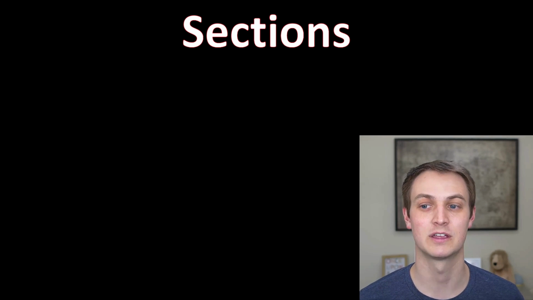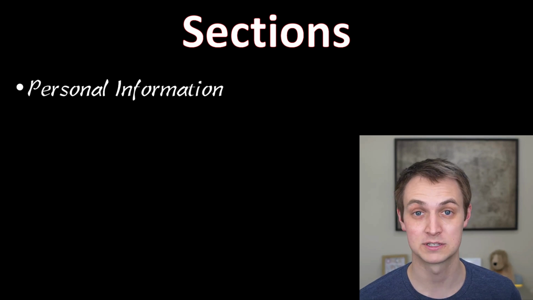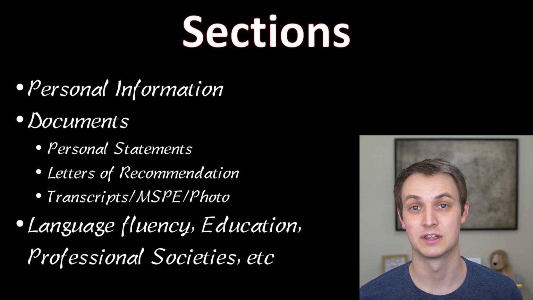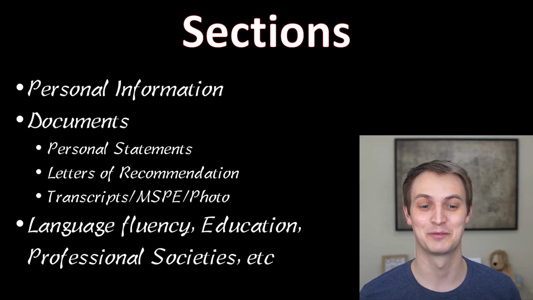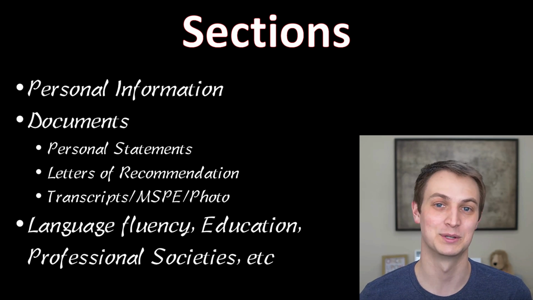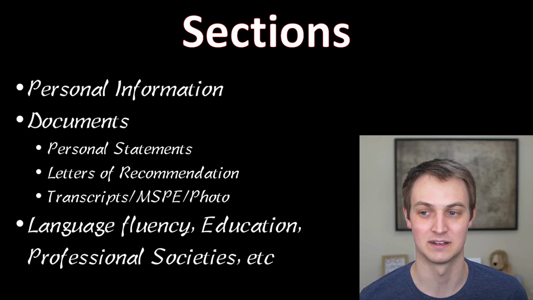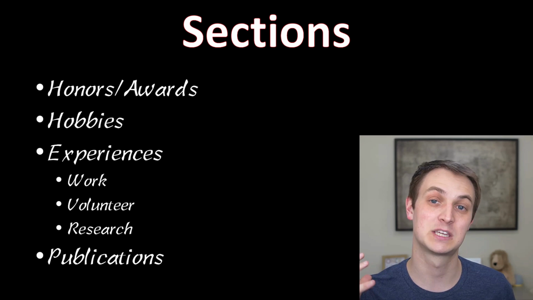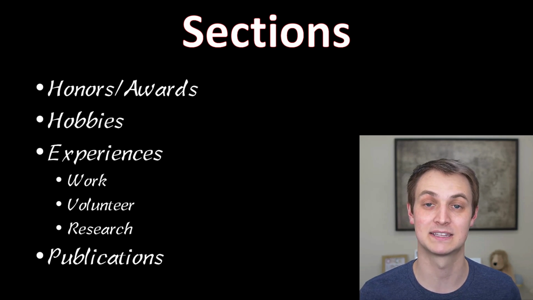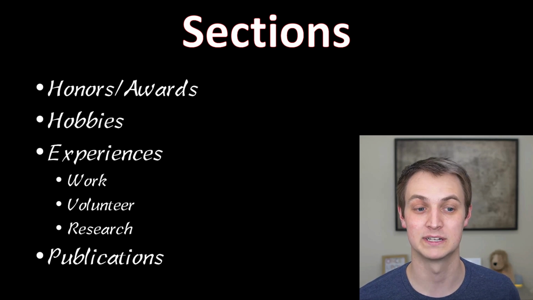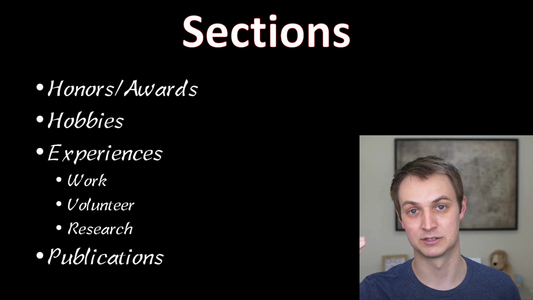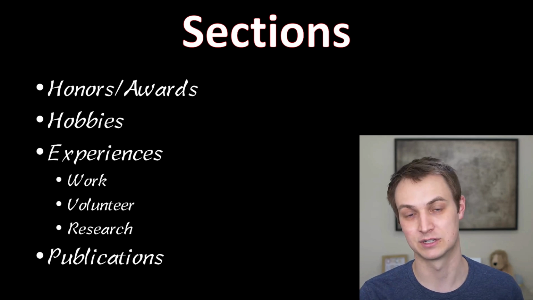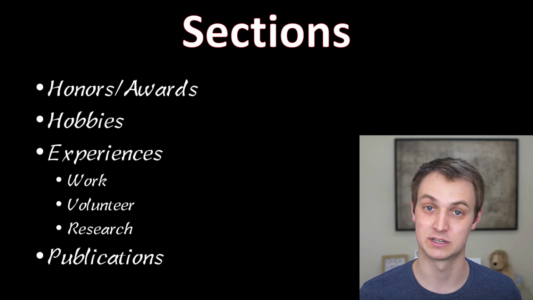Now, the sections for ERAS are as follows. So there's your personal information. There's all the documents that you will need to upload. There's a bunch of stuff just about you, like what languages are you fluent in, where did you do your bachelor's degree and your medical school, all of that stuff. And then there's a bunch of other sections like your hobbies, your honors, and then the experiences section, that's the big thing. That's the meat of the application, and I'll go more into detail with that. But there's those three sections. It's either a work activity, it's a volunteer activity, or a research activity, and then your publications, and I'll talk about that in a second.